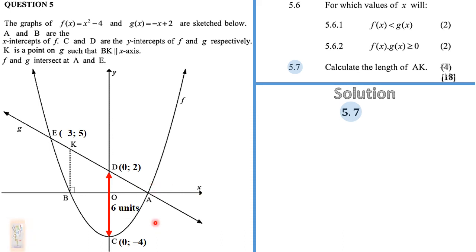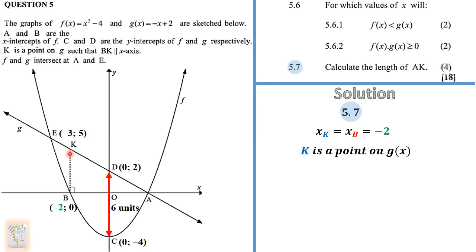And the same thing applies. If I know the coordinates of K and the coordinates of A, I can use the distance formula. Now, we can all agree that the value of x at K and the value of x at B is the same because BK is parallel to the y-axis, or BK is perpendicular to the x-axis. And this is minus 2. But at the same time, we know that K is a point on g of x. It is not a point on f of x. It means the equation that we are supposed to use here is g of x, not f of x.